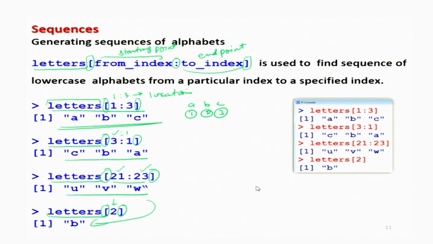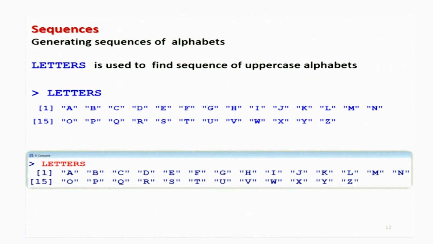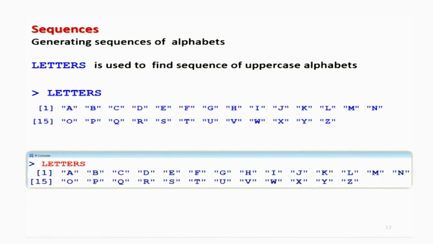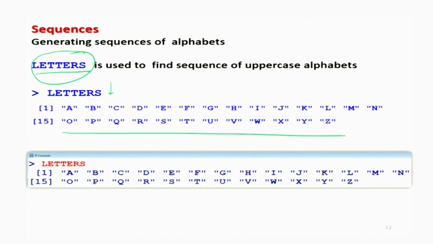So similarly, whatever we have done for the lowercase alphabet can be done for the uppercase alphabet exactly in the same way. In order to generate the uppercase alphabets, we have the command LETTERS, with everything written in capital letters. If you execute it on the R console, you will get all these alphabets: capital A, capital B, and so on.